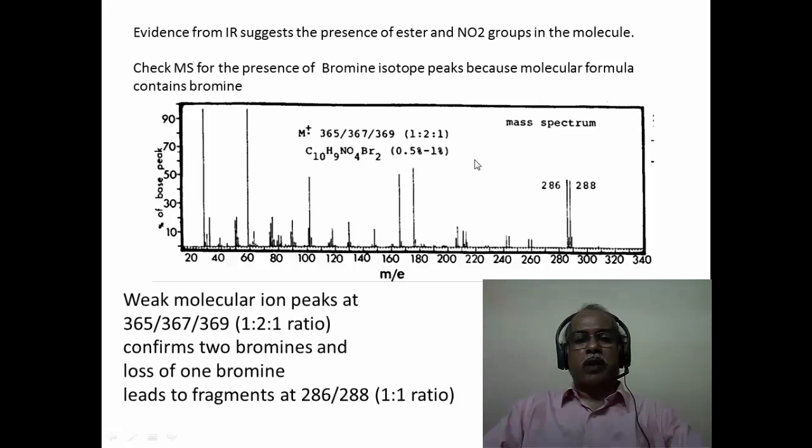If the molecule loses one bromine atom at a time, then this will be a mono-bromo derivative. So the fragment, because of the loss of one bromine, corresponds to 286 and 288 in the ratio roughly 1:1. Now the rest of the peaks are not labeled here as to the m by z value. For example, this would be 59 and this is something like 30 or something, and here are peaks around 168 and 176 or so. Let us come back to these questions a little later.